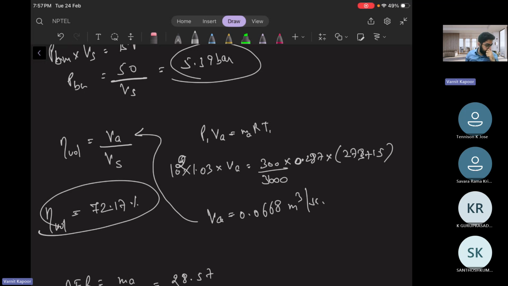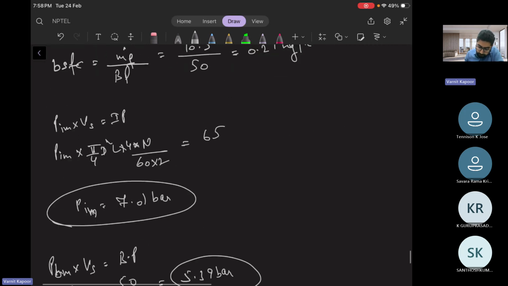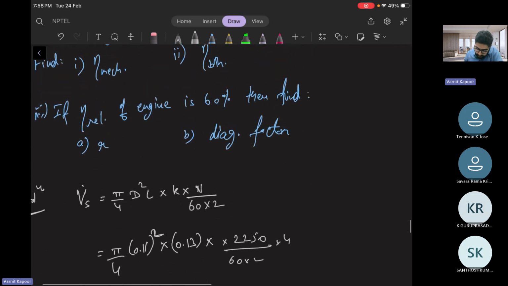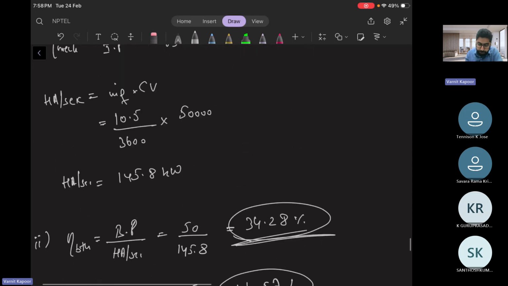Now the relative efficiency is given to be how much? 0.6. What is relative efficiency? We just saw it is the efficiency of brake thermal to that of air standard. So how will we get the air standard value from here? Brake thermal efficiency we have already calculated. This is the brake thermal efficiency, here, this one, 34.28.